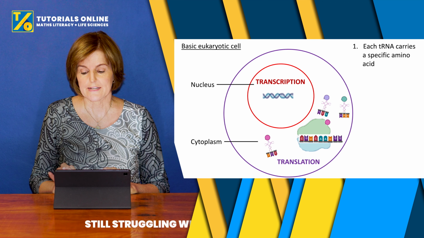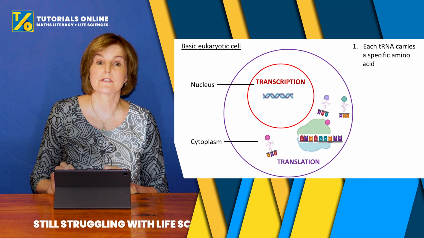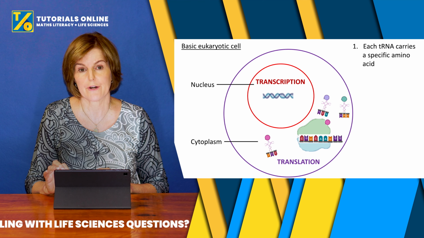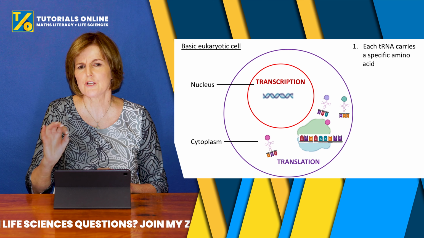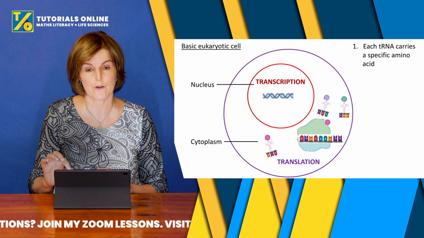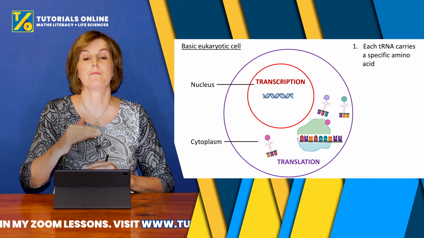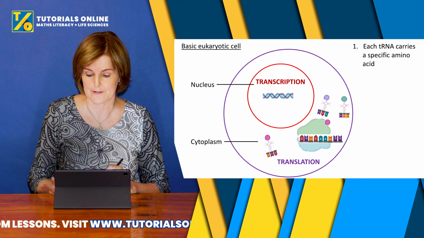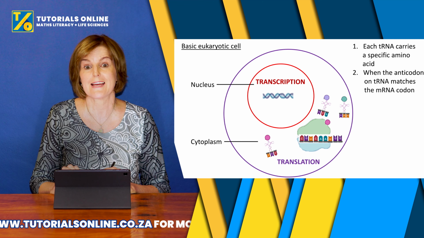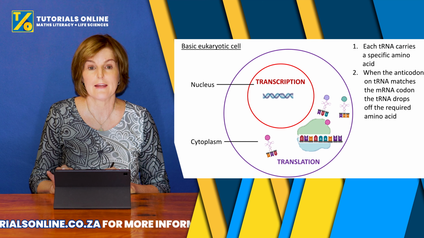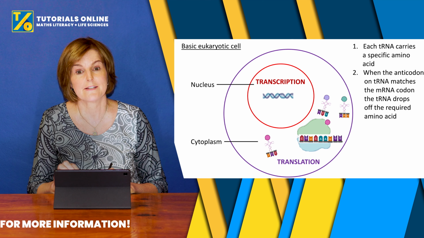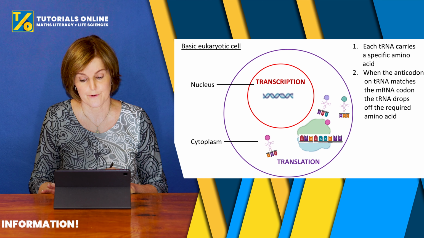The first thing is that each tRNA carries a specific amino acid. And you'll see that those little circles on the top of the tRNA, those are the amino acids. And each one has a different amino acid depending on what its anticodon is, because that hooks up with the codon of the mRNA. So let's have a look here. When the anticodon on the tRNA matches the mRNA codon, then the tRNA drops off the required amino acid at the ribosome.